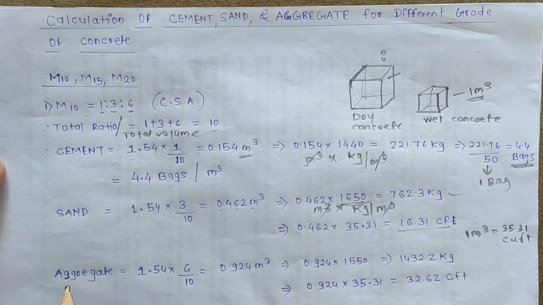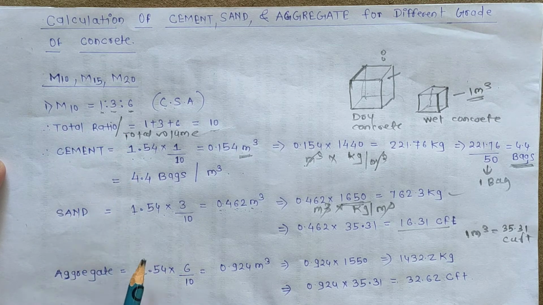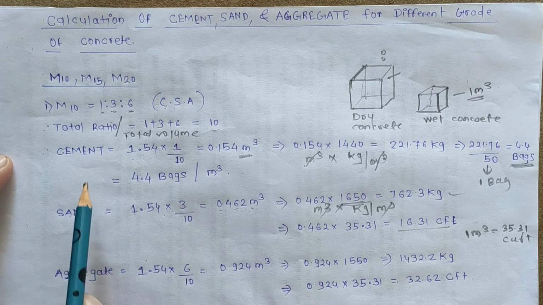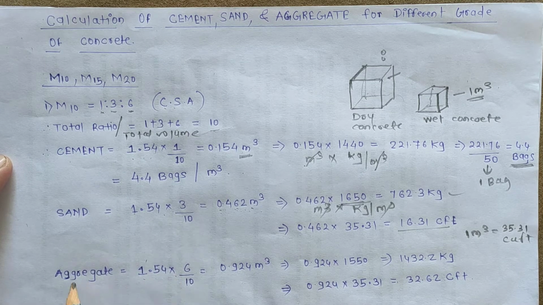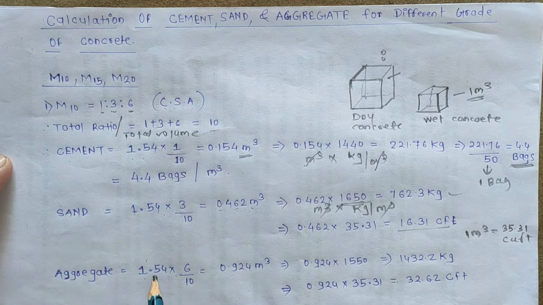Now we will find the amount of aggregate which is required for M10 grade of concrete for 1 cubic meter. So the calculation is same as the cement and sand. Here we multiply by the factor 1.54. Now the aggregate ratio is 6 out of 10. So 1.54 into 6 divided by 10. So the calculation comes to 0.924 meter cube.